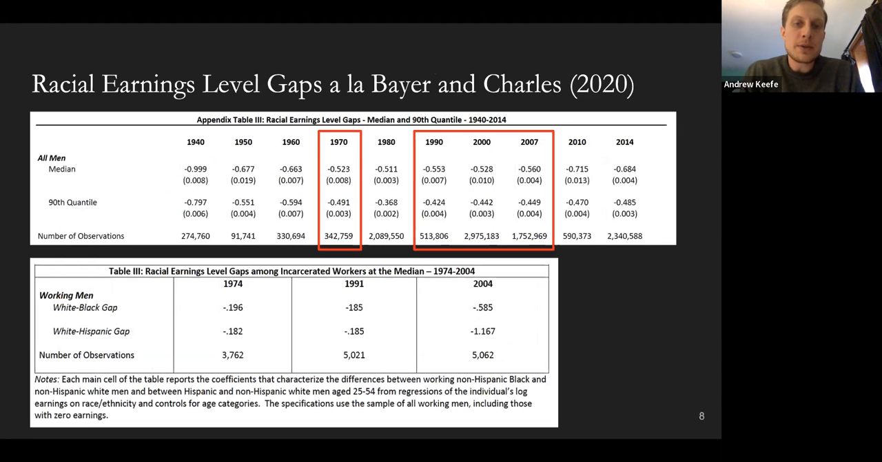We can also examine racial inequality by running regressions of log earnings on race and controlling for age categories. We do this by following the same procedures used in recent work by Patrick Bayer and Kerwin Charles to estimate racial earnings level gaps in the US population of working age men. We find that racial earnings level gaps among incarcerated workers have historically been narrower than that between Black and white workers in the general population, but were wider by the end of the 90s prison boom. Here we see the coefficient characterizing the differences between white and Black and white and Hispanic men. We see that these differences are both greater than the coefficients generated by Bayer and Charles at the median and 90th quantile during roughly the same period.